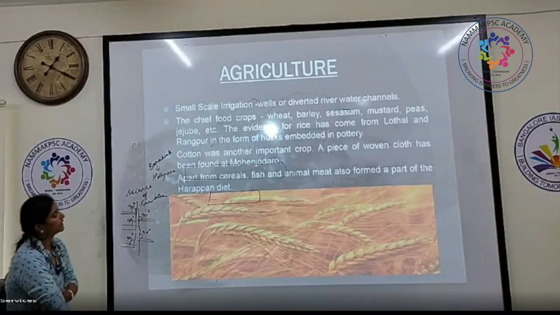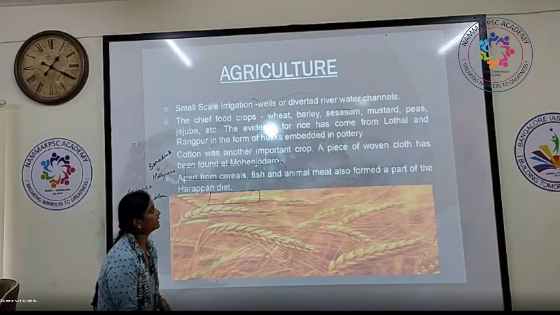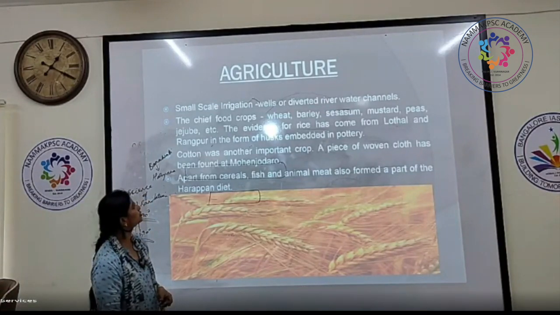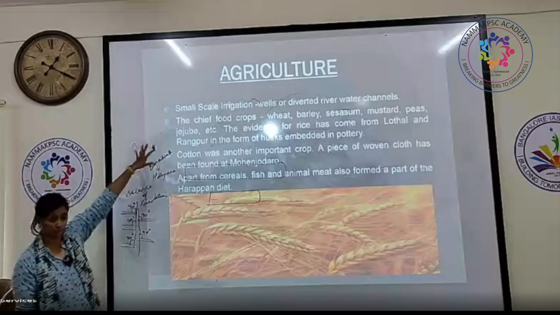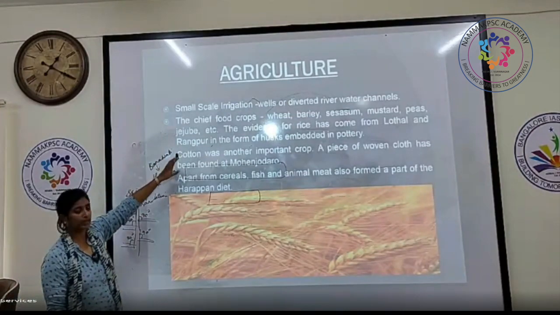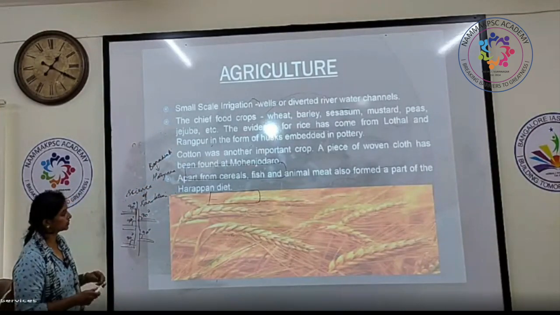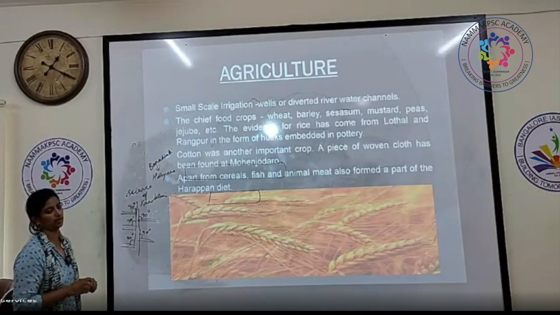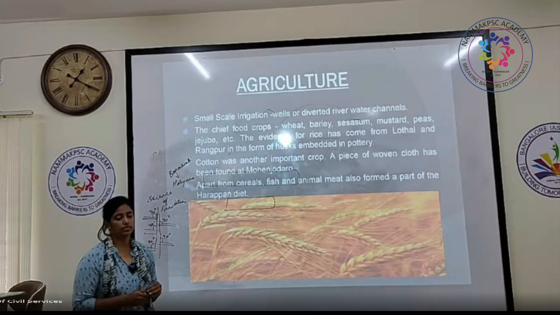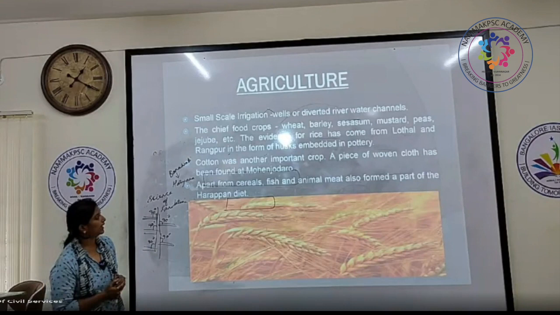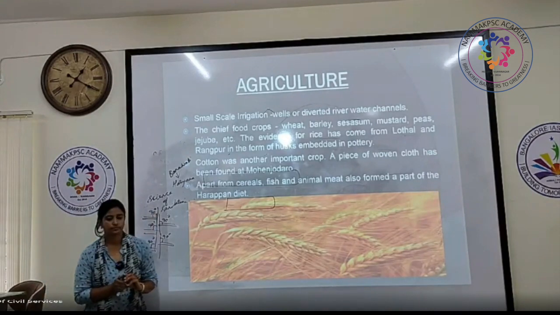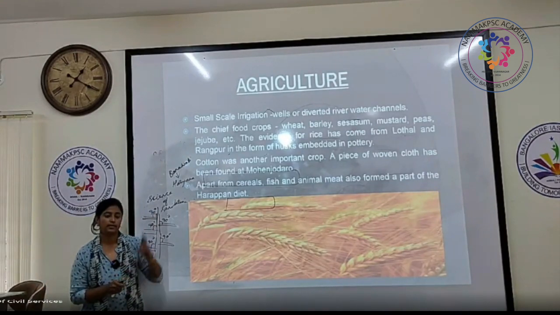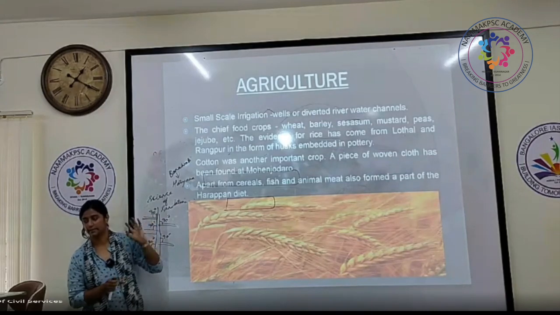Then what crops did they grow? Wheat, barley, sesame, mustard, peas, jujube, etc. I want you all to remember this. And the evidence of rice is found in Lothal and Rangpur, and that too we get to know through their pottery.